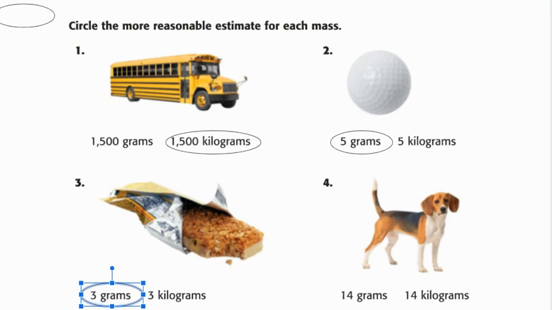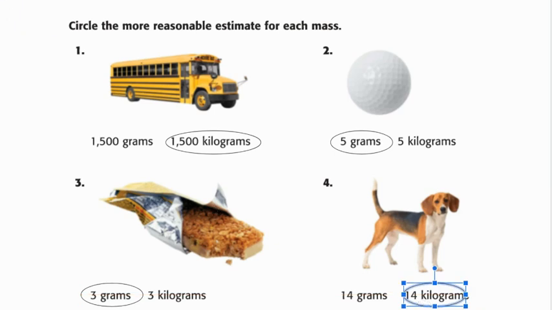And a dog, 14 grams or 14 kilograms. Now, dogs can either be big or small. This is like a medium-sized dog, but no matter big or small, there's no way a dog could weigh 14 pennies. I don't even know if that's possible even for the smallest dog. So I'm going to go with 14 kilograms.